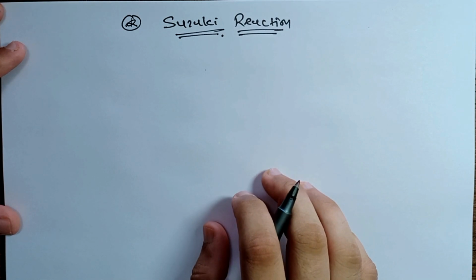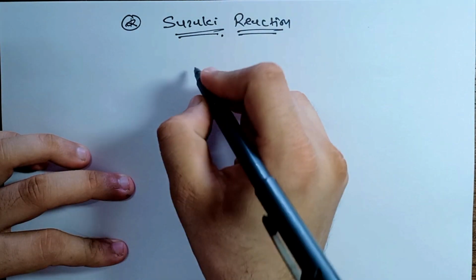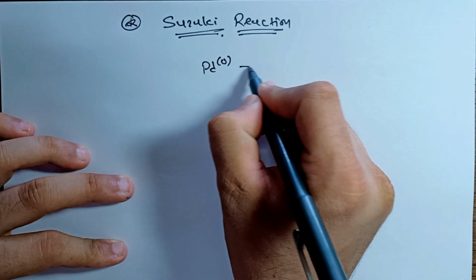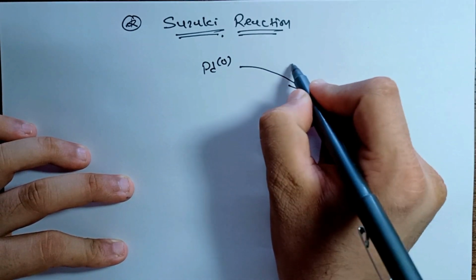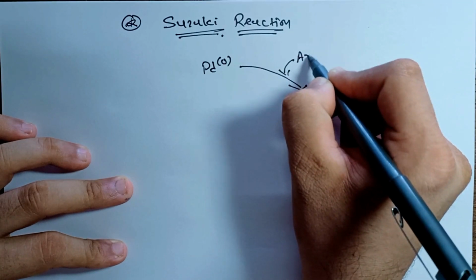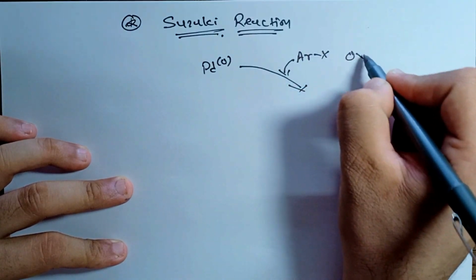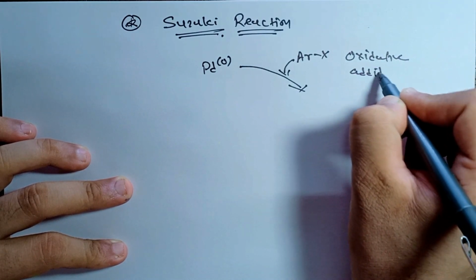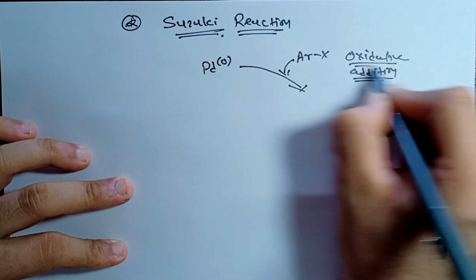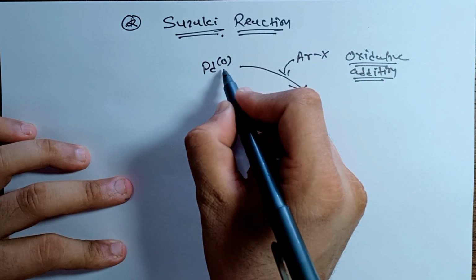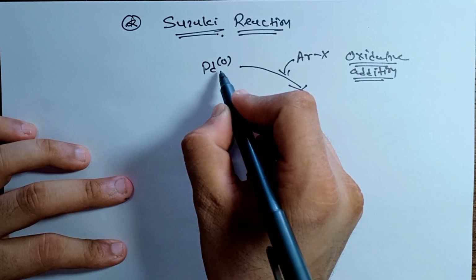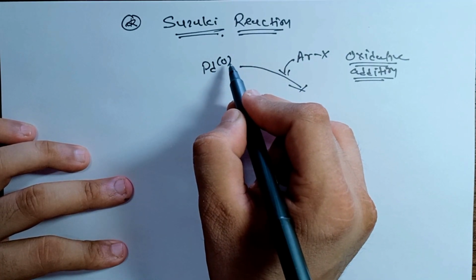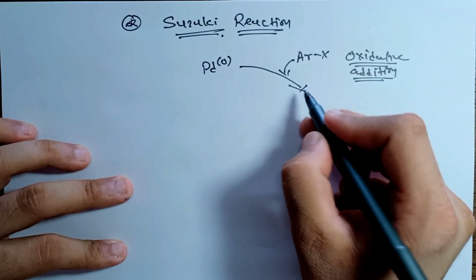Now let us start with the Suzuki reaction. Here we have palladium in the zero oxidation state. It reacts with the ArX by means of an oxidative addition reaction. Now what is an oxidative addition reaction? An increase in oxidation state is known as oxidation, but in oxidative addition, the oxidation state increases by means of 2 electrons.